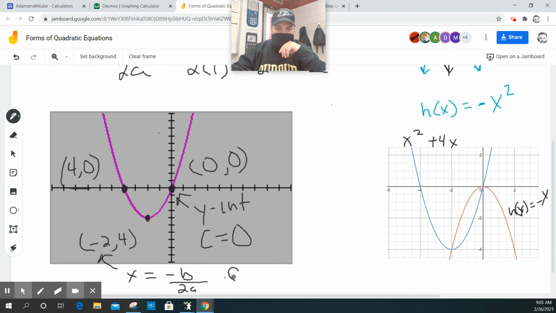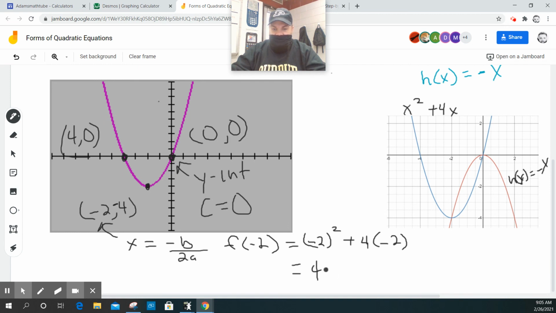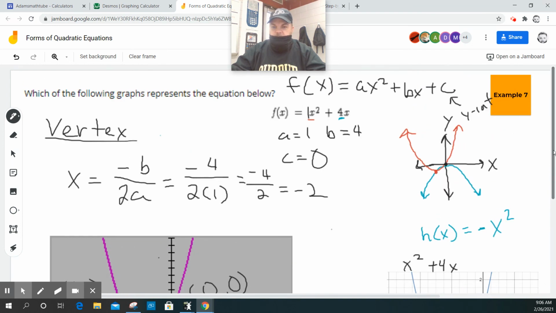Now to get the y value, I'm just going to evaluate my function at negative 2, which is equal to negative 2 squared plus 4 times negative 2. So what is that? Well, negative 2 squared is a positive 4. 4 times negative 2 is negative 8. That's negative 4. So that's how you get this term. So we were able to find it algebraically and graphically. All right? Lastly, to find the zeros, I just have to factor this. But I won't do that. We've done enough for this one example problem. Are there any questions on this one?